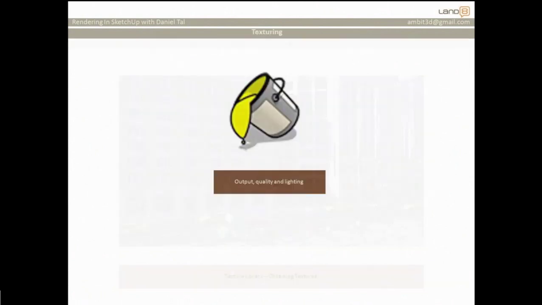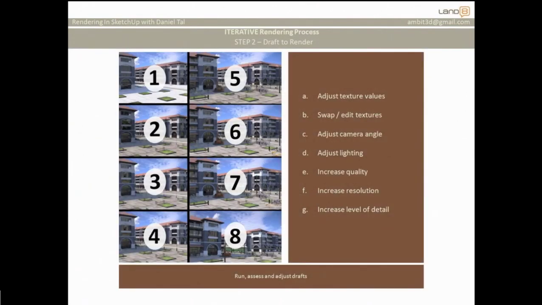So that's the first step of the rendering process, setting these values and then setting quality, resolution, and the texture values. I'm going to skip this for right now just because I'd like to keep going instead of doing that demonstration. I want to talk about step 2, the iterative draft process. Step 2 is you're going to run a series of draft renders. During this process, you're adjusting texture values or swapping out textures that don't work with an entirely new texture. You're also going to adjust the camera angles. You're going to adjust the lighting to tweak it. All these adjustments are done in SketchUp.